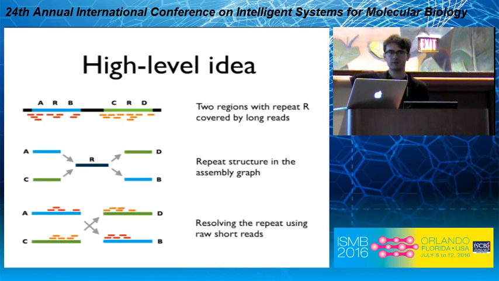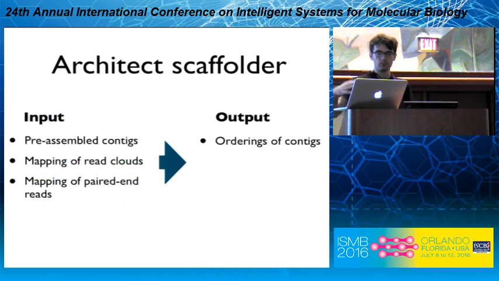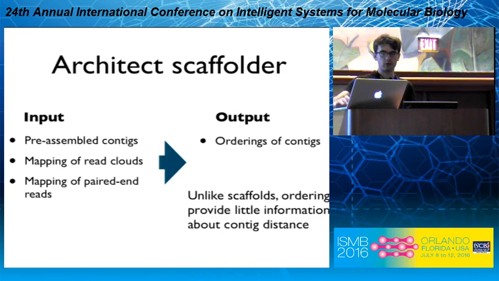So in this work, we focus on the scaffolding problem, where we try to orient and order the unique sequences A, B, C, and D. More formally, we have this program which takes as input contigs and a mapping of read clouds, and optionally paired ends in cases where there's not enough read clouds. It produces this object which I called an ordering, which differs from a standard scaffold in the sense that the distance between adjacent contigs cannot be determined as precisely as in standard scaffolding methods.